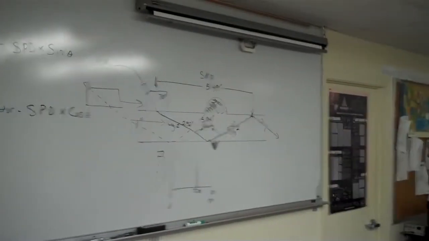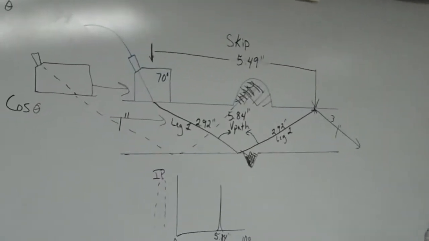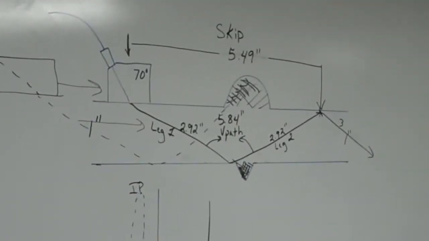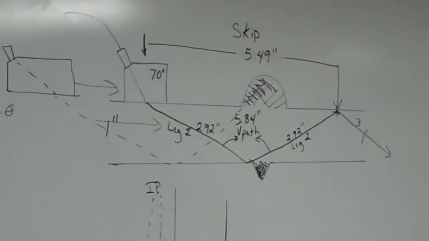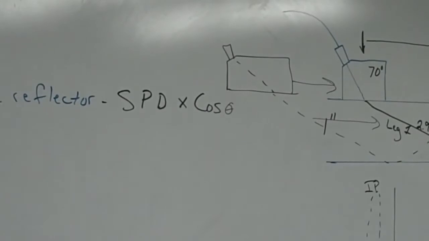And you're seeing some of that right there. Skip distance of 5.49. You got leg 1, leg 2, and all that good stuff. Some horrible drawings.